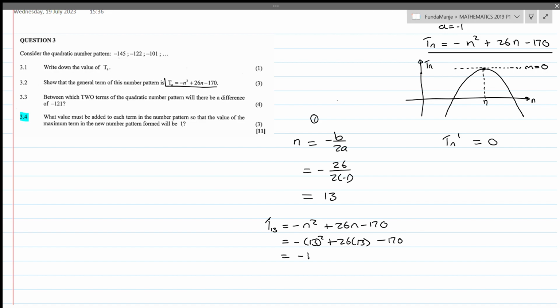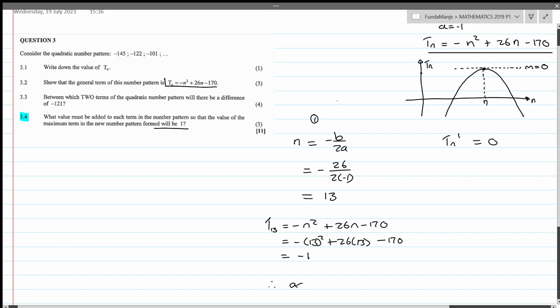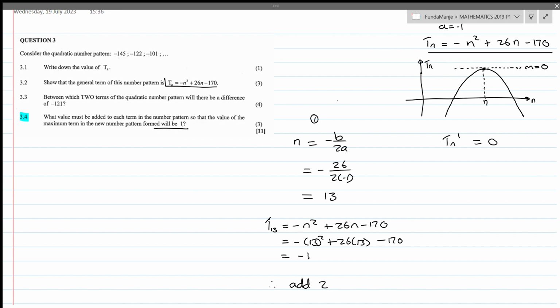Then you can ask yourself, how much do I need to add on top of this to achieve 1? Because that's what we want. In our new pattern, we want the maximum to be a value of 1. So you can say, therefore, add 2. Adding 2 to -1 will give us 1.